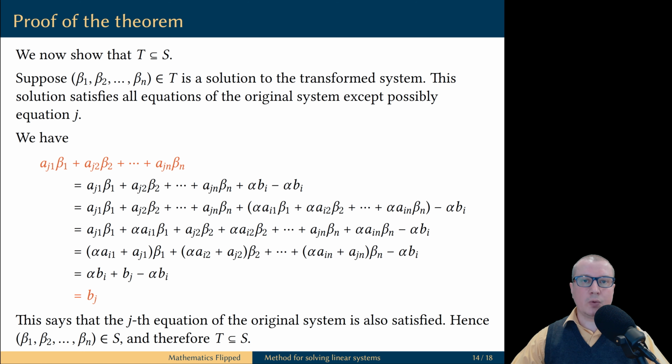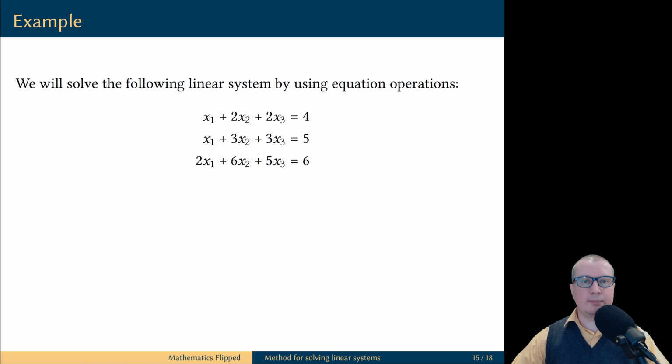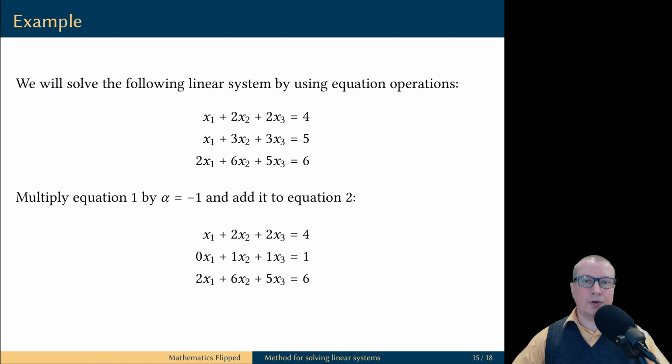Now we have established that equation operations preserve solution sets. Let's use this knowledge to solve a sample linear system. 3 equations, 3 variables. First, we are going to take equation number 1 multiplied by -1 and add the result to equation number 2. What you see now is the transformed linear system. Please make sure you can repeat this computation. Do you see why I performed this specific operation? What we have achieved is we eliminated the variable x1 from the second equation.